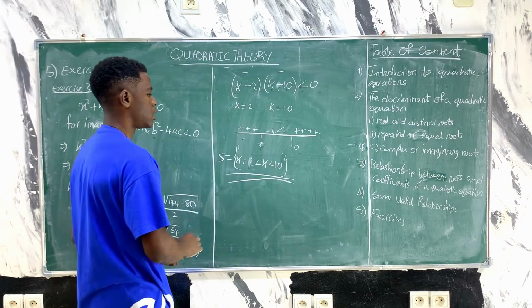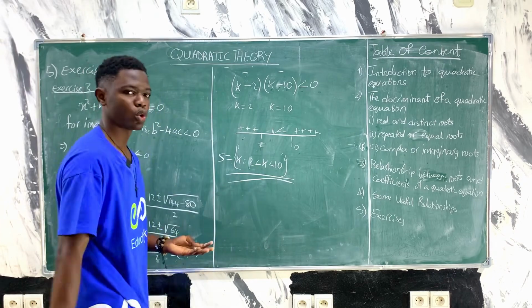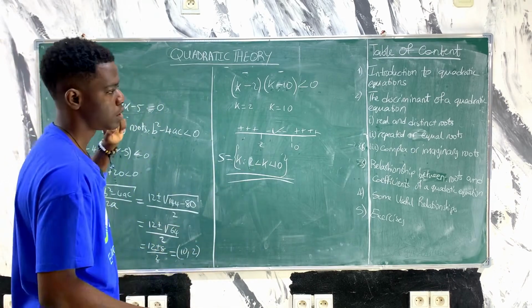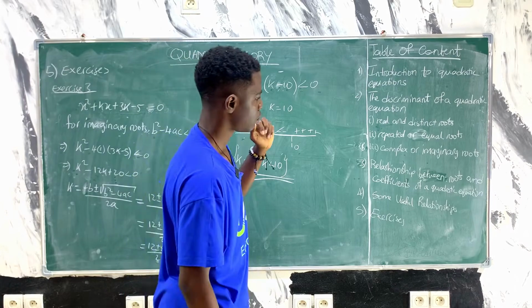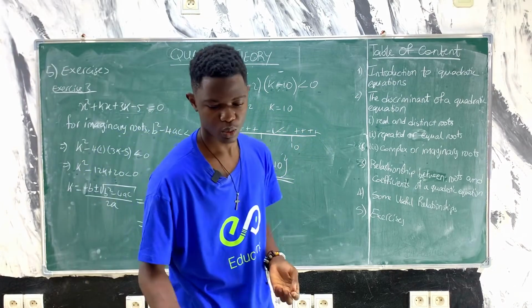Is how you leave it. Here you can see that it is in between 2 and 10. 2 is less than k is less than 10. So here we are done with exercise 3. Then I think we'll do one last exercise. Then we'll move to serious work.